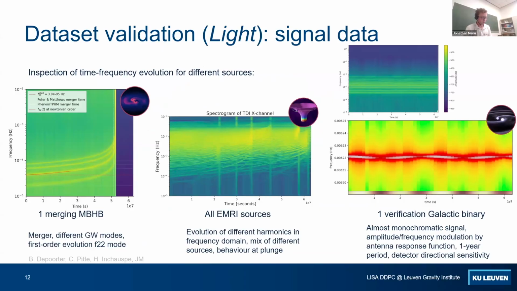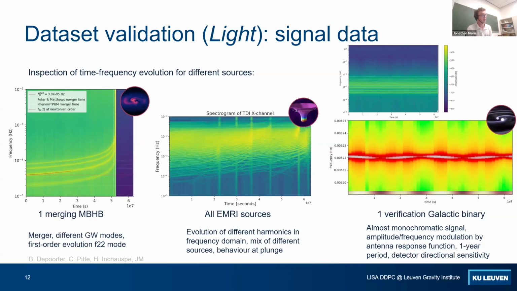Then we spent quite some time at the very end of the production on validation. We analyzed in detail all of the usual features that you would expect in these data sets. We're expecting merger times are fine with our time conventions. On the left-hand side, you see the different modes of an MBHB that is merging at a given time, and how you can approximate the first order evolution of the F22 mode. There are the MRIs here, all plotted together with the different plunge times and the many harmonics that are showing up.